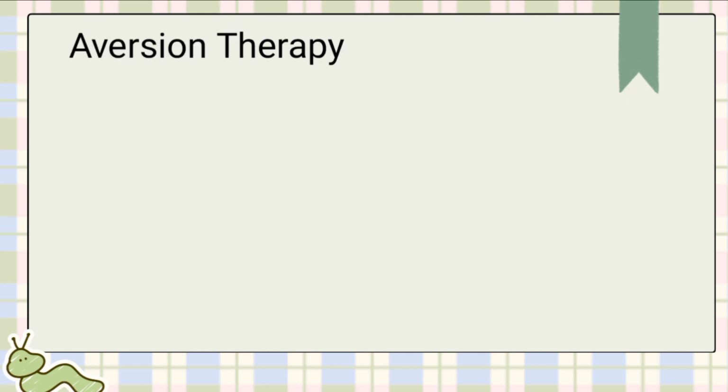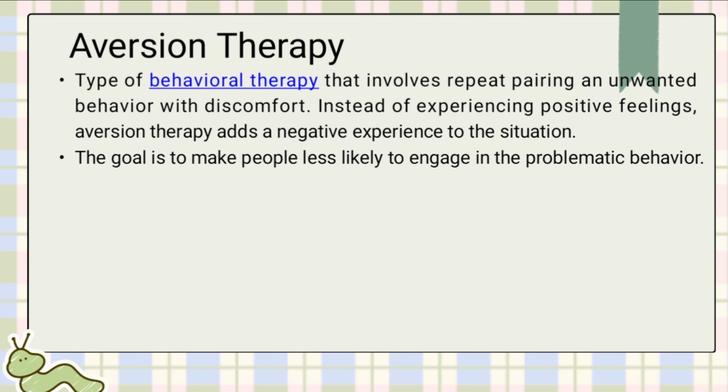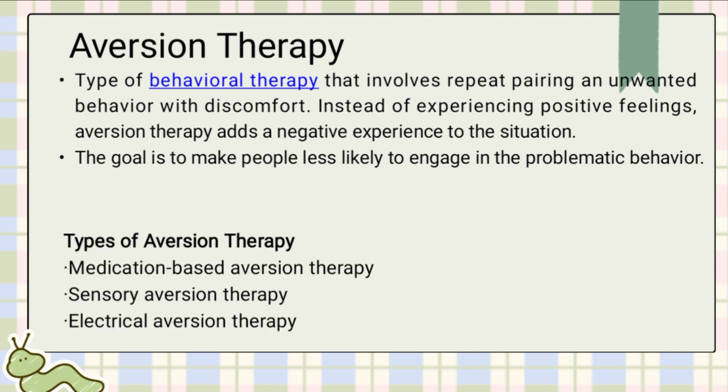Next is aversion therapy. It is a type of behavioral therapy that involves repeatedly pairing an unwanted behavior with discomfort instead of positive feelings. Aversion therapy adds a negative experience to the situation. The goal is to make people less likely to engage in the problematic behavior. The types of aversion therapy are medication-based aversion therapy, sensory aversion therapy, and electrical aversion therapy.